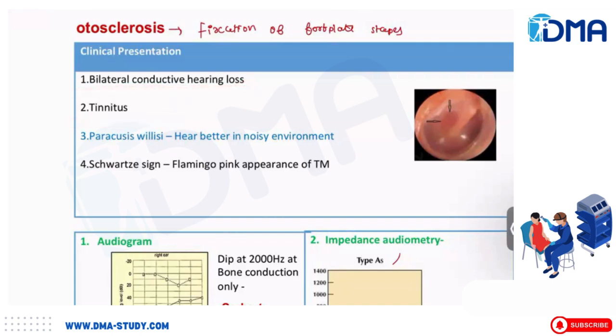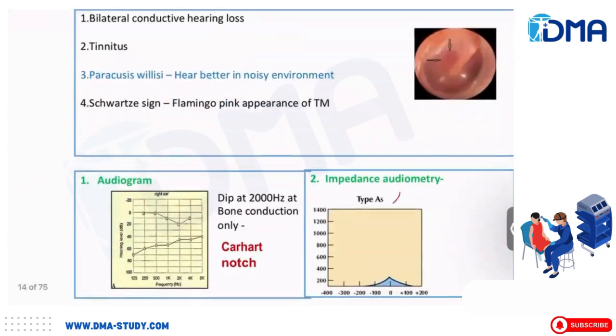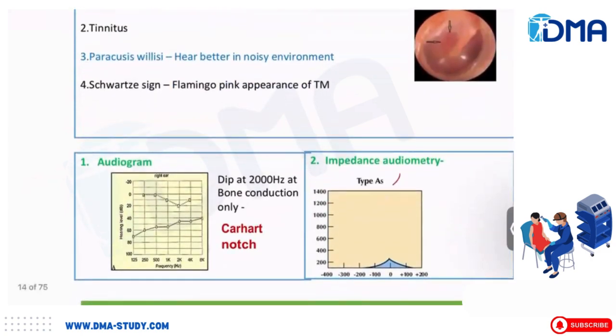The patient can hear better in a noisy environment. That is called paracusis willisii. The patient will also have a flamingo pink appearance of the promontory. That is called Schwartze sign positive. Flamingo pink appearance is Schwartze sign. Lots of MCQs can be asked from otosclerosis.